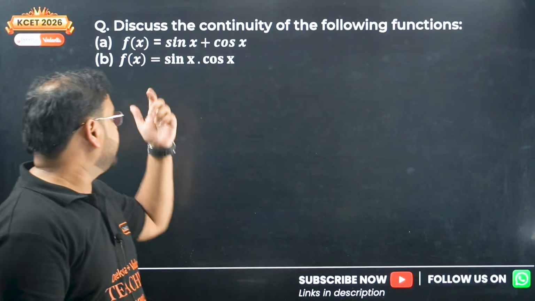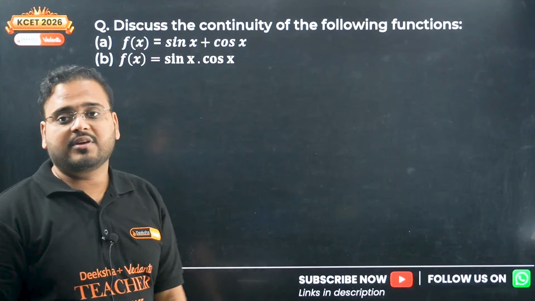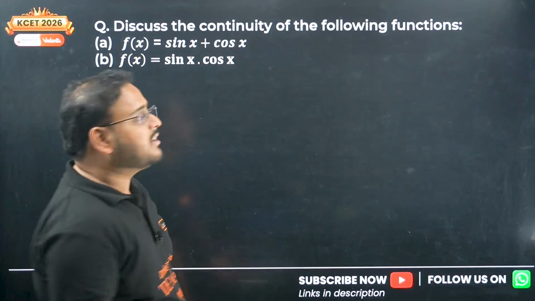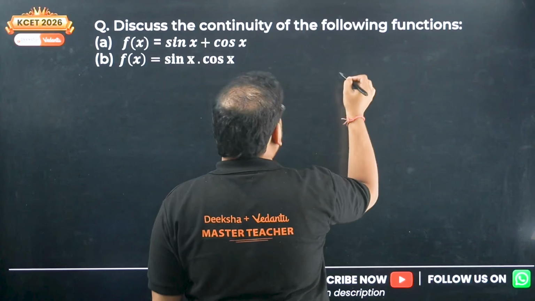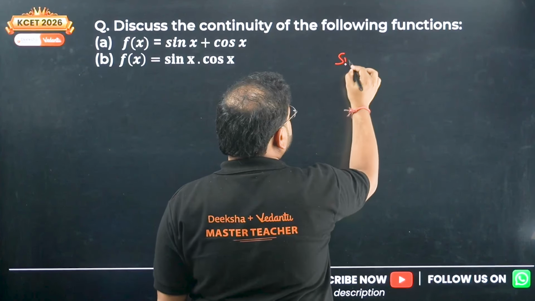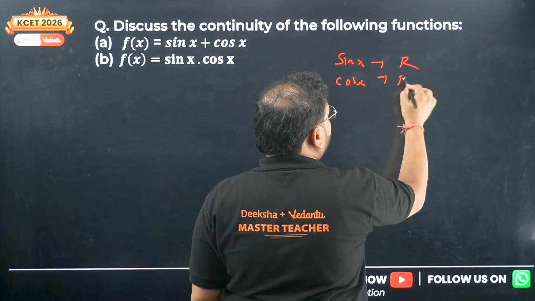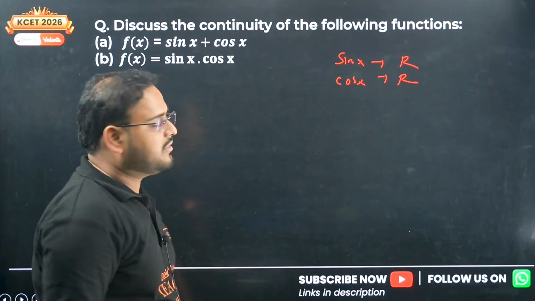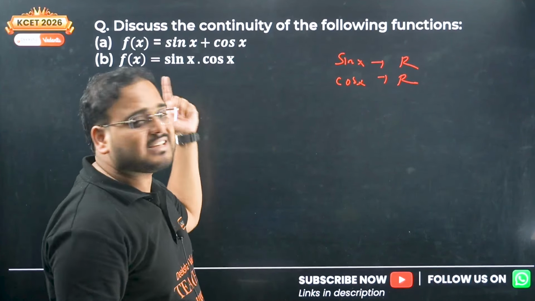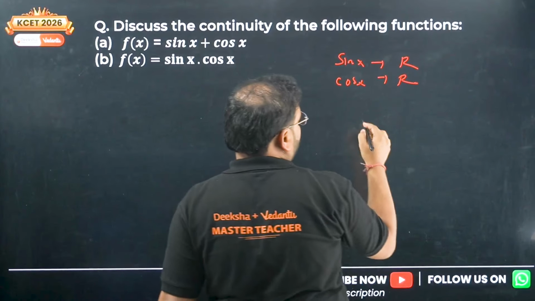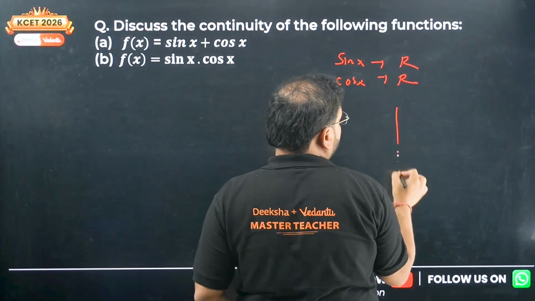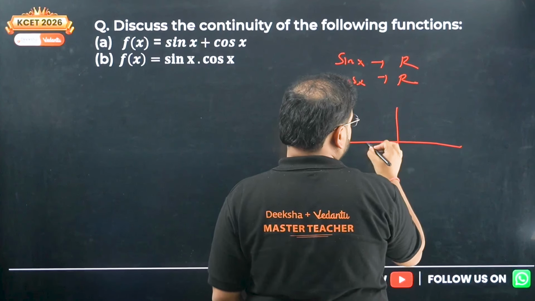Okay, again discuss the continuity of the function given here, sin x plus cos x, sin x into cos x. Tell me, for the domain that they have, what is the domain of sin x and cos x? They are both all real. In their domain, sin x and cos x are always continuous.